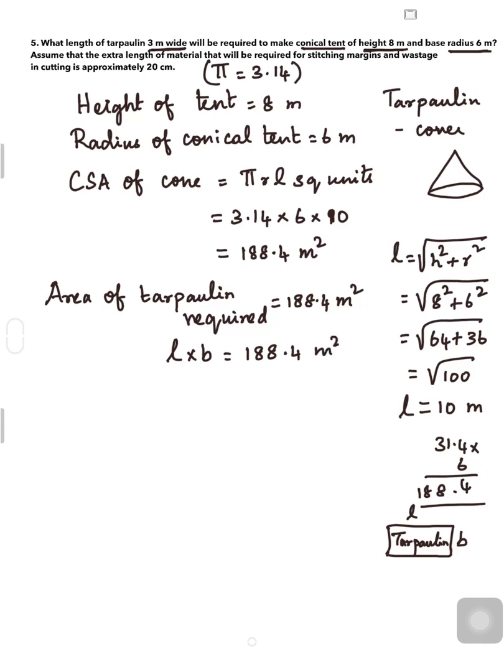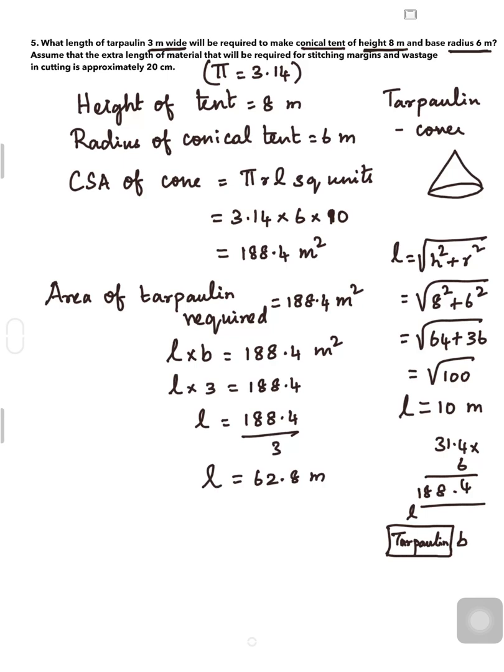Okay. So what is L here? That we have to find. So L into what is B given? 3 is equal to 188.4. From this, L is equal to 188.4 by 3. So when you divide this, you get 62.8 meter. This is the length of the tarpaulin required.